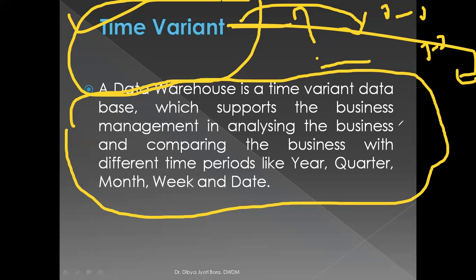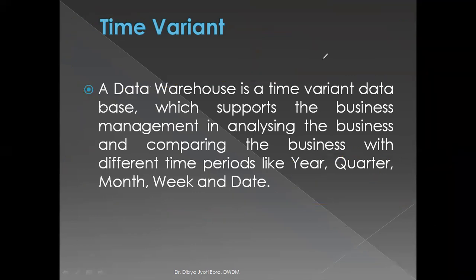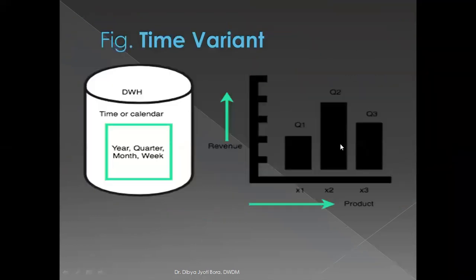So what this property actually tries to say is that the data warehouse is a time variant database. And this supports the business management in analyzing the business and comparing the business with respect to some time periods like year, quarter, month, and week. And let me show you one example for this. Look at this.